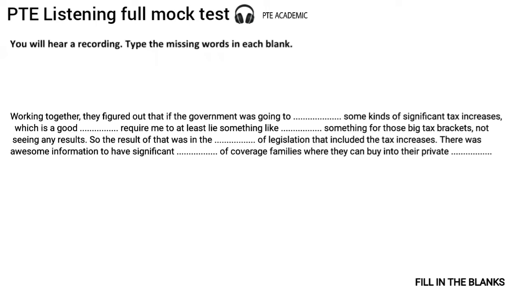Working together, they figured out that if the government was going to propose some kinds of significant tax increases, which is a good strategy, they'd require at least something like getting something for those big tax brackets, not seeing any results. So the result of that was in the package of legislation that included the tax increases. There was some information to have significant expansion of coverage for families where they can buy into their private insurance.